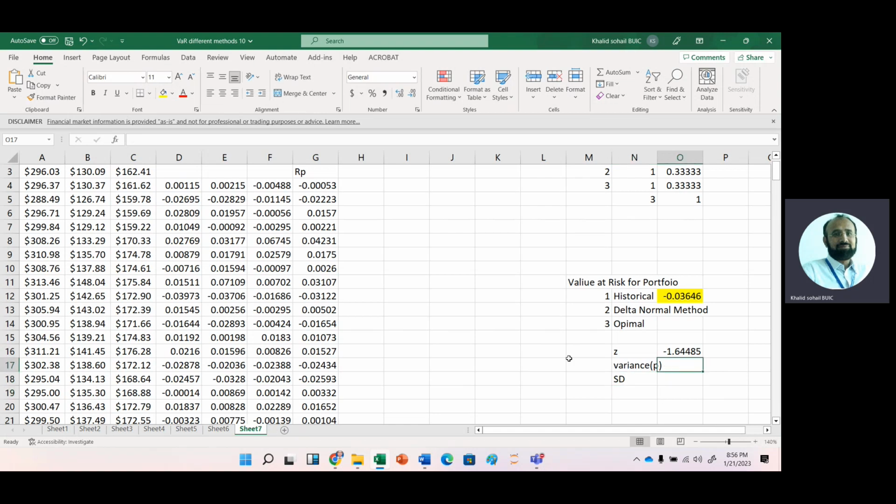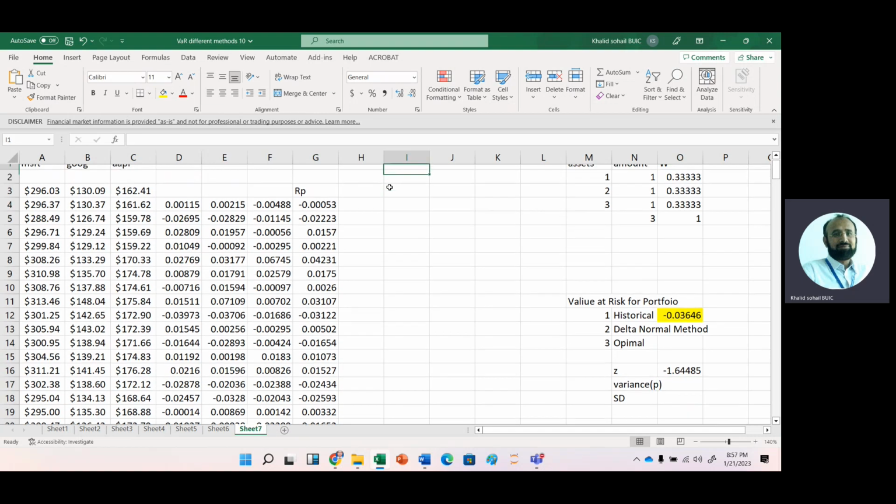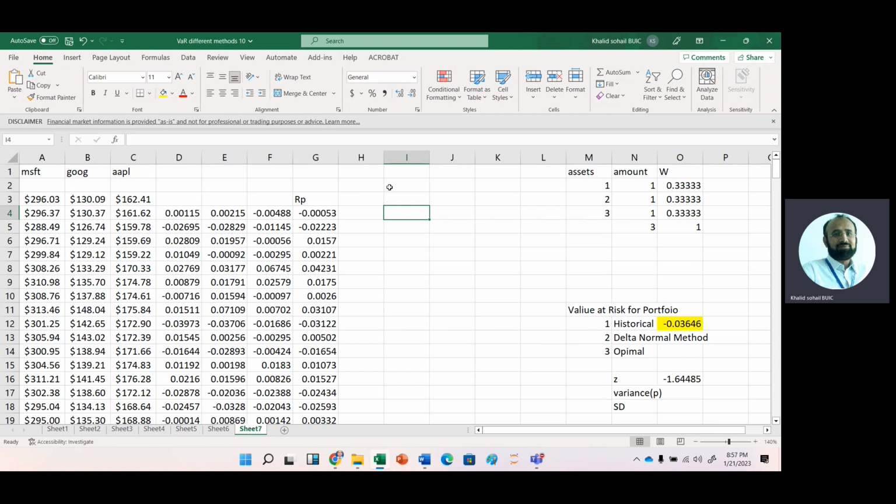Now, to get this variance of portfolio, we will use the concept of matrices again. As we will apply the concept of matrices, we need the variance covariance matrix. So first of all, we will calculate this variance covariance matrix. I have already explained in my different videos how we can get this variance covariance matrix.